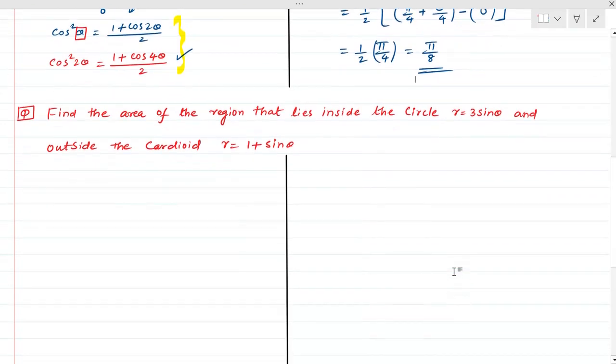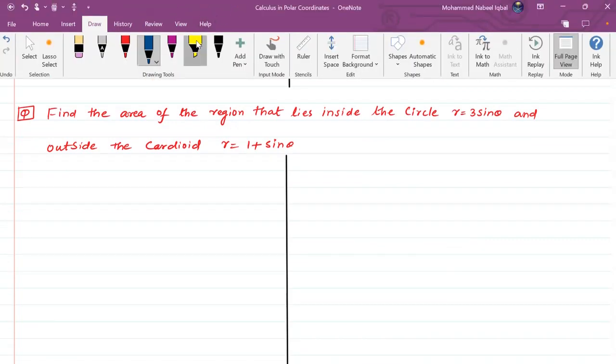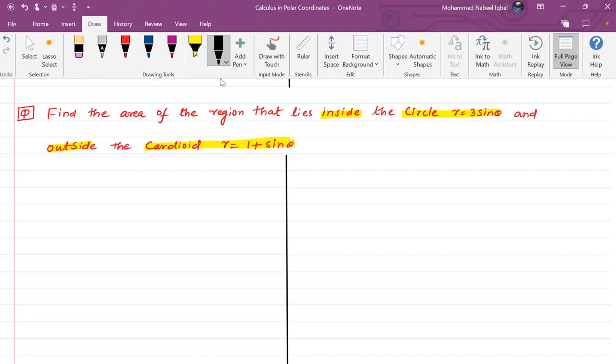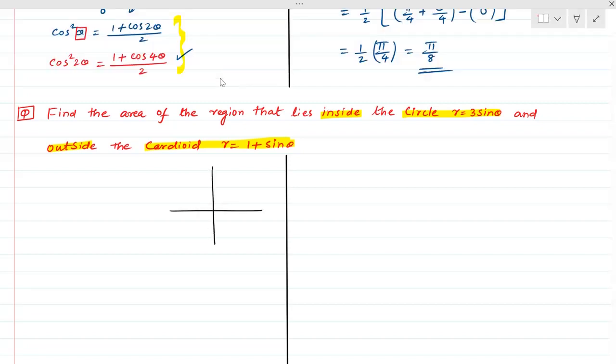Now the next one: find the area of the region inside the circle. This is very important. Inside the circle r equal 3 sine theta, which is in the positive part of the y-axis, and outside the cardioid, which is on the y-axis. So first of all, I have to draw the graph of this one. What is the graph here? This is the x-axis, y-axis here, and this part is the cardioid.